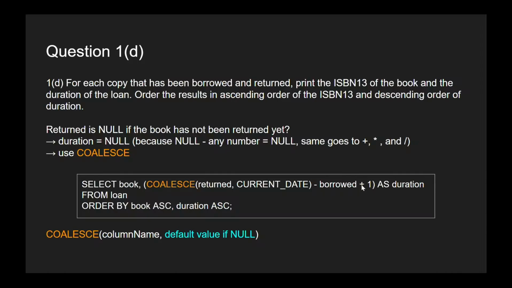But if the return is null, we cannot minus, because if we minus, then it will turn to null. So instead of taking null, we take the current date here. So we use the current date, we minus the borrowed date, and we add 1. And this will be our new duration.